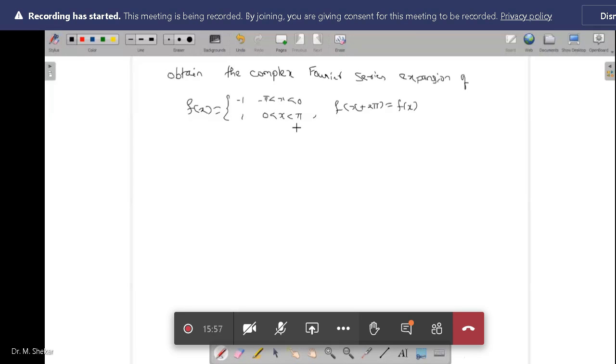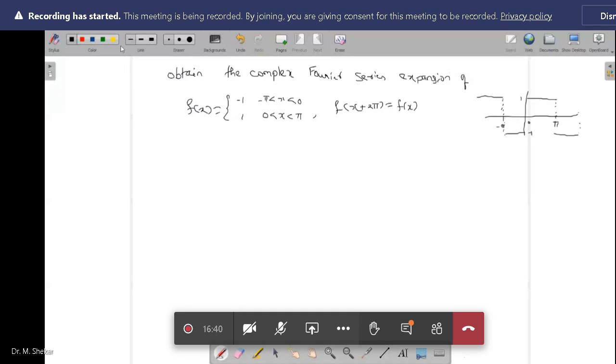We need to find the complex Fourier series, and this function is a rectangular wave. If you draw the graph of this function, it has minus pi, 0 and pi. From minus pi to 0 it is minus 1, and 0 to pi it is plus 1. If you extend this as a periodic function, it goes like this and looks like a rectangular pulse.